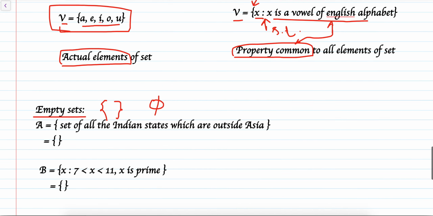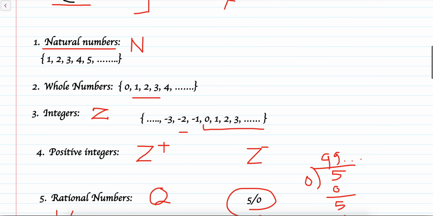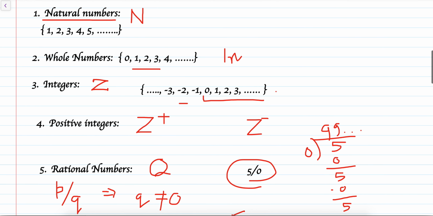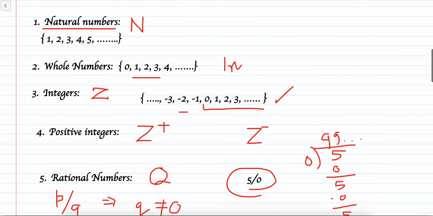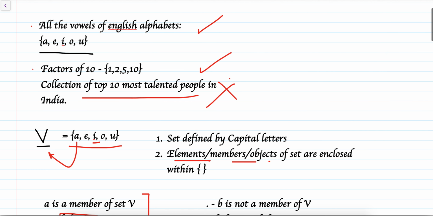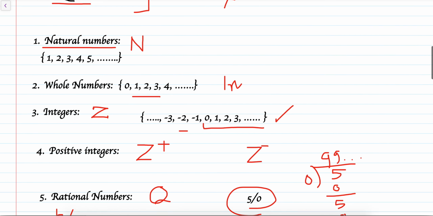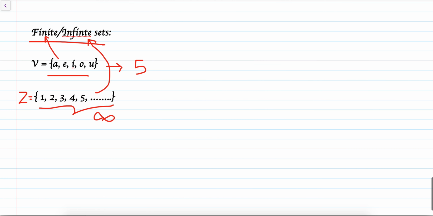So similarly, the set of all the whole numbers, this is also infinite. This is also infinite. Whereas this is finite, this is finite. All these are finite sets. So I hope this is clear. This is pretty simple.